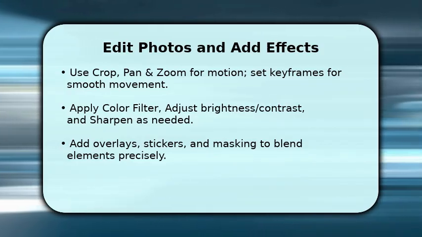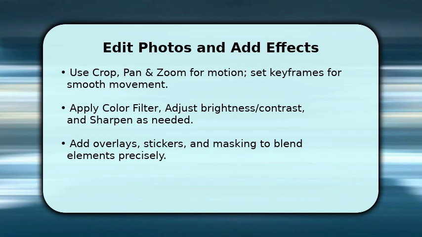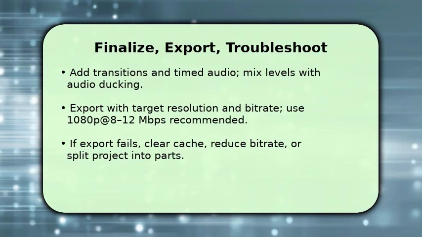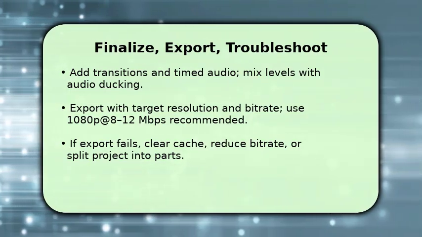Then layer overlays or masks to isolate subjects. This helps when combining elements. Make sure to preview at full resolution and on a short loop, so color grading and motion feel coherent across the edit. You finish by sequencing transitions, aligning audio, and balancing sound levels. Use audio ducking when narration sits over music, because clarity matters.